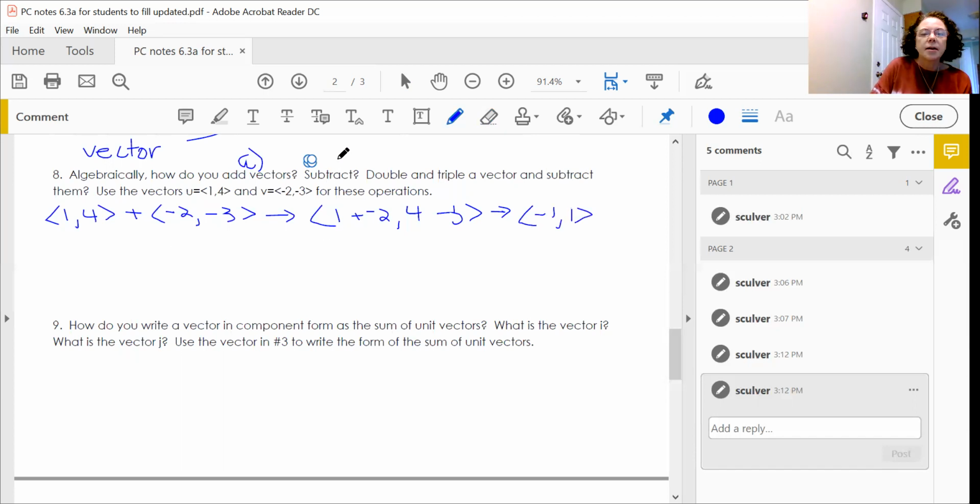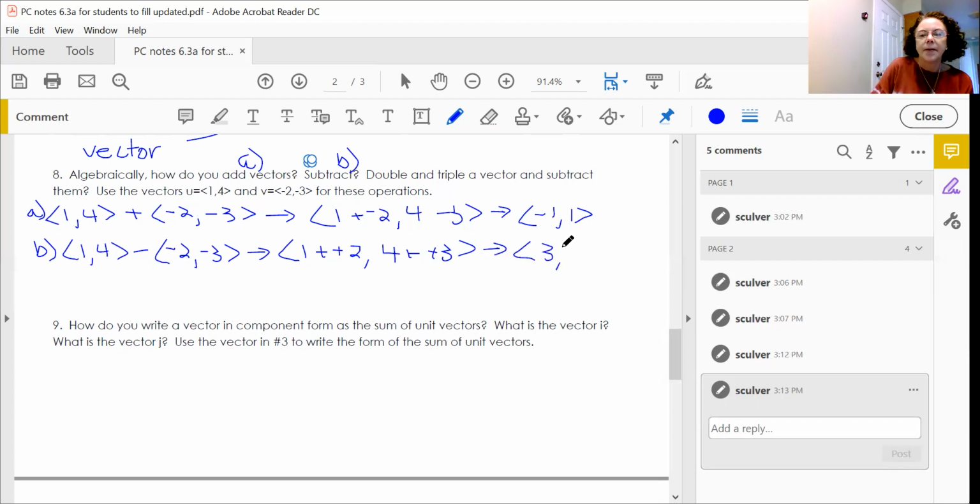How do we subtract? Here is our vector 1, 4 minus -2, -3. We will subtract the horizontal components, and we will subtract the vertical components. Two negatives make a positive, and we get 3, 7.